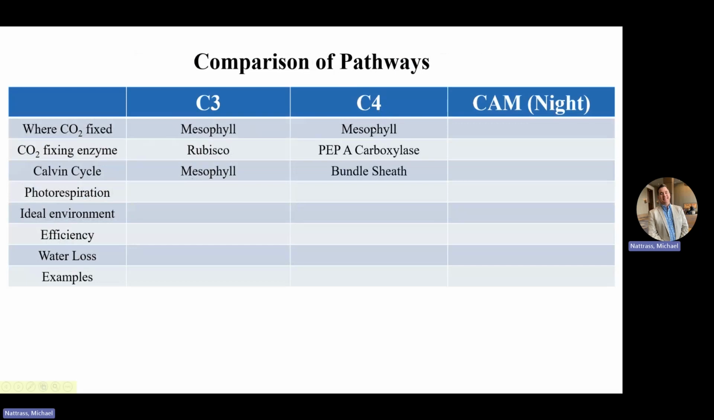Remember that carbon dioxide is fixed in the mesophyll and then shuttled into the bundle sheath cells. This is where the Calvin cycle occurs. So mesophyll, remember, and then that's going to form a 4-carbon. That carbon dioxide will then be released into the bundle sheath cells. That PEP will move back into the mesophyll and continue to be fixed with that carbon dioxide via the PEP carboxylase.